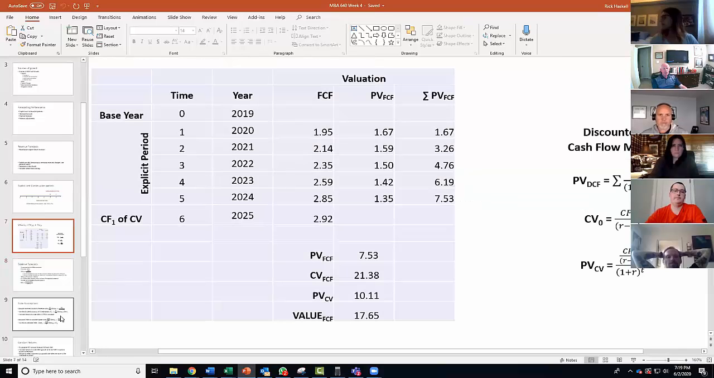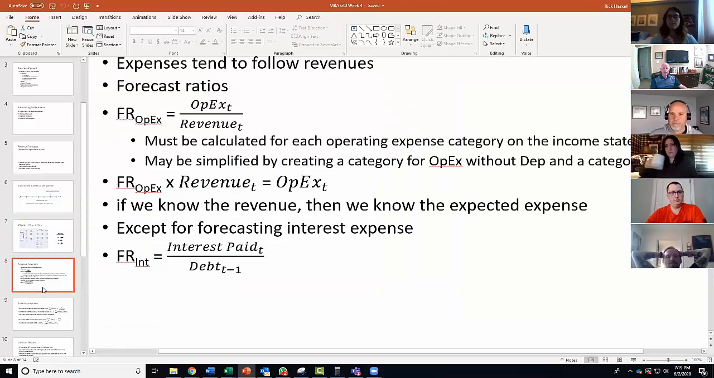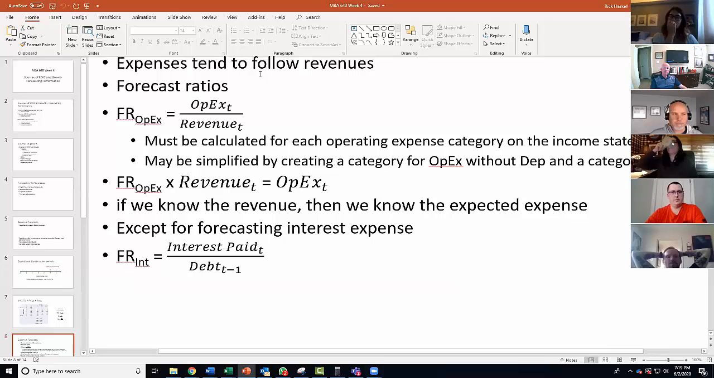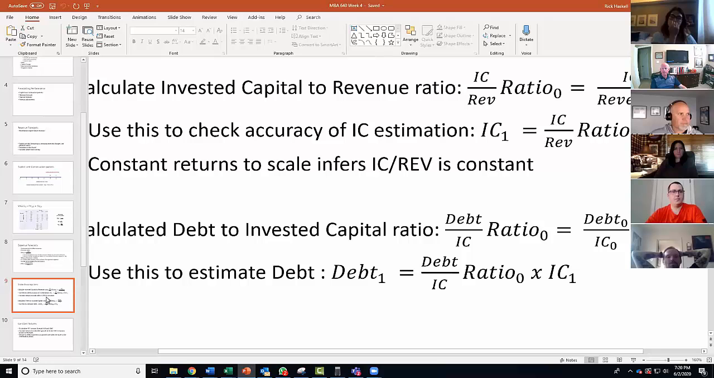So how do we get these numbers? Where do they come from? Where do these cash flow numbers come from? So I want us to start to think about this. When we forecast, the first thing we're going to forecast will be our revenues. And then we're going to think about some forecast ratios to forecast expenses. And we're going to move forward for a little bit.